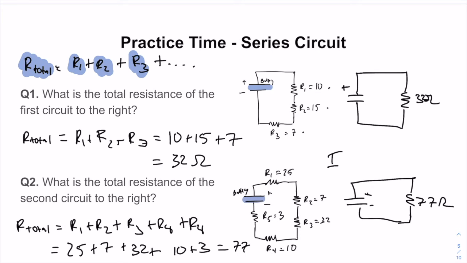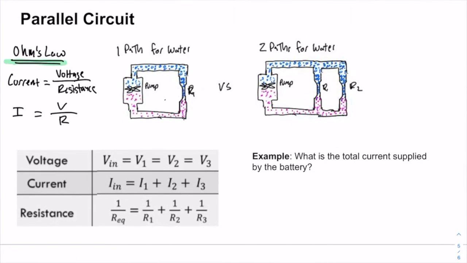And then we can apply Ohm's law. Current is caused by voltage and limited by resistance to find the total current overall. All right, let's move on to that. All right, parallel circuits, again, a little bit different.